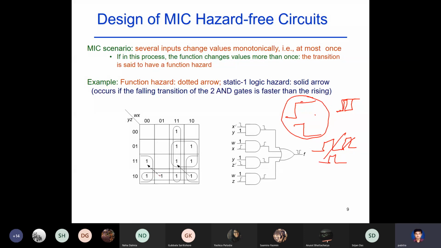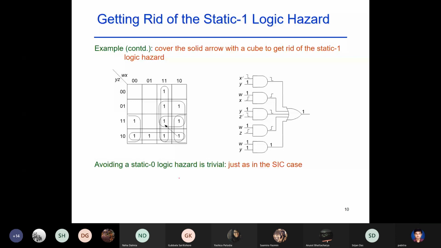So these are the transitions. This is the transition on Z, 0 to 1, and this is the transition on X. All right, this is a transition. No, this is something different. Let me see.